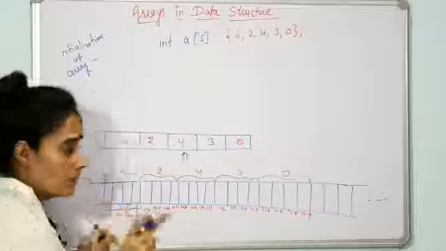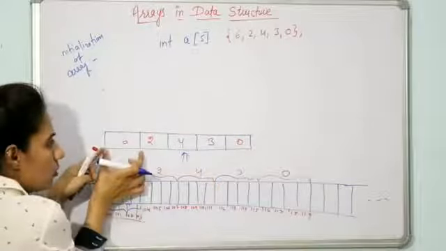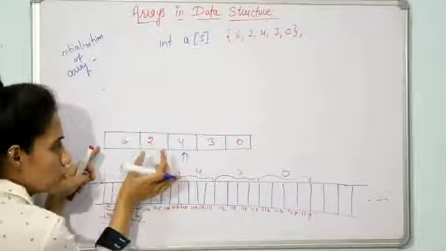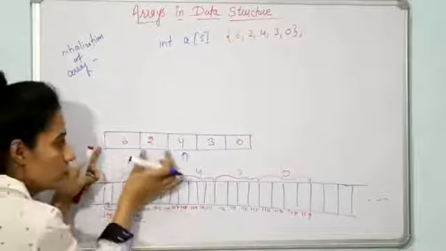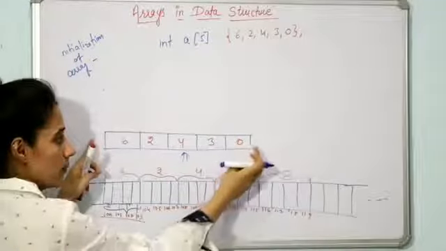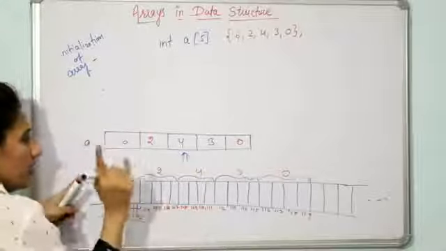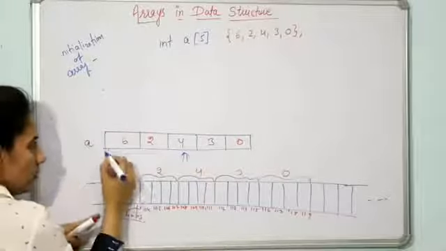So for simplicity, I am going to represent this data like this. Fine, this block has 4 bytes, this also has 4 bytes, this also has 4 bytes, that is 32 bits. But for simplicity I am writing it like this. So this is our array, the name is A, and the address of this is 100.